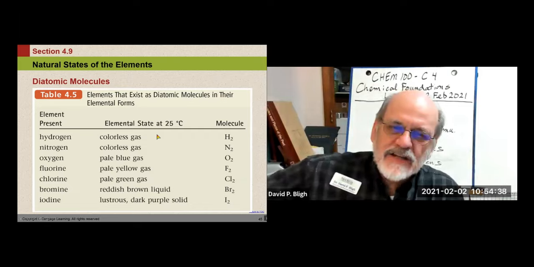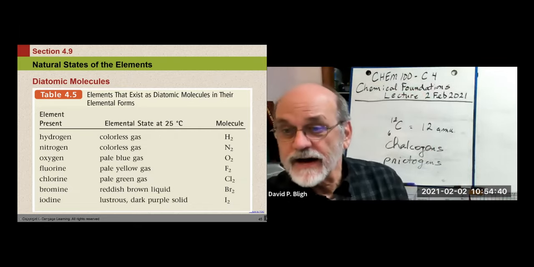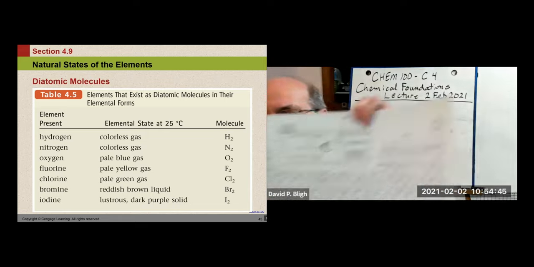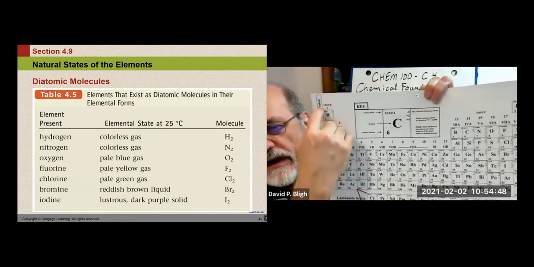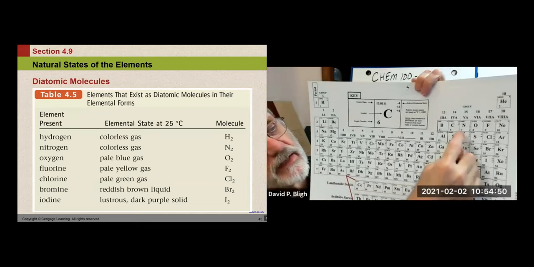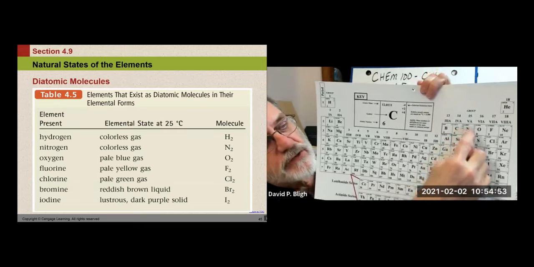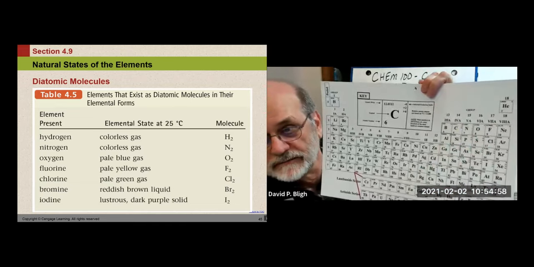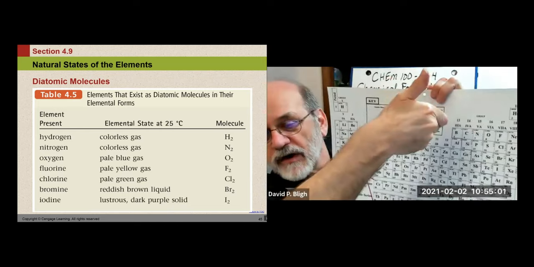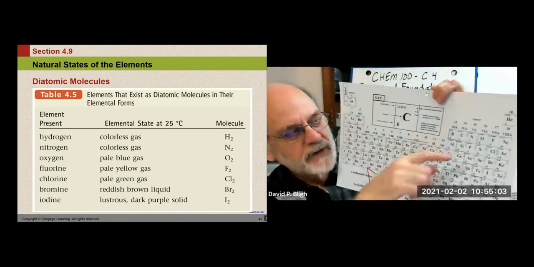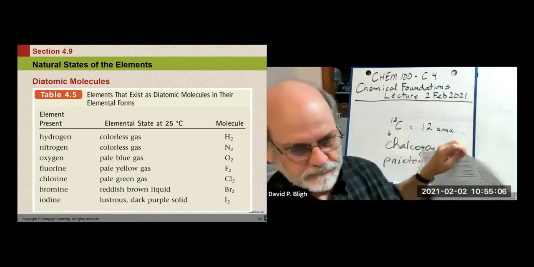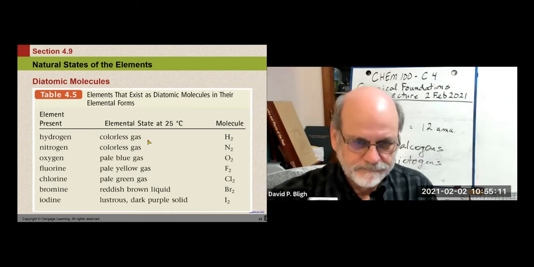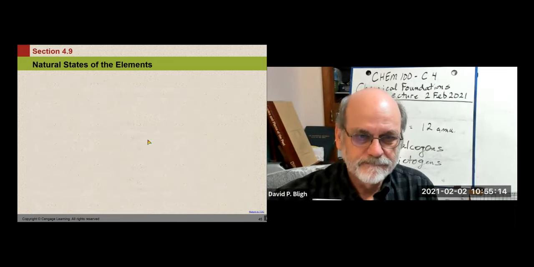So what about these diatomic molecules? Well, they're identified on the periodic table as an L shape. Hydrogen's over here, H2. If you start with nitrogen and go to the right, nitrogen, oxygen, fluorine, chlorine, bromine, iodine. So that's an inverted L. Okay, you just rotate it up 180 degrees, and you have an L. So those are all diatomic. They're still elements.